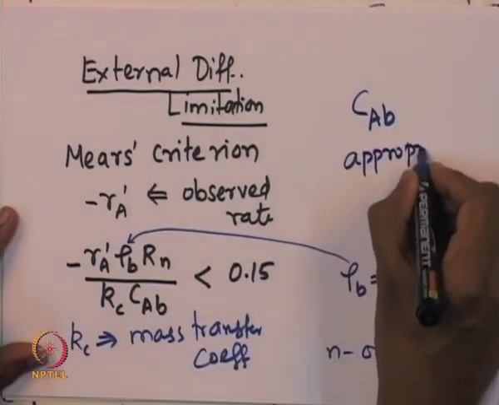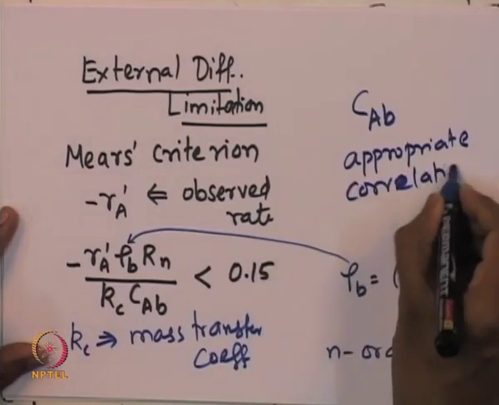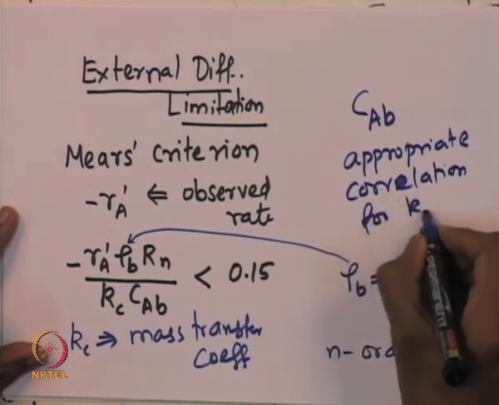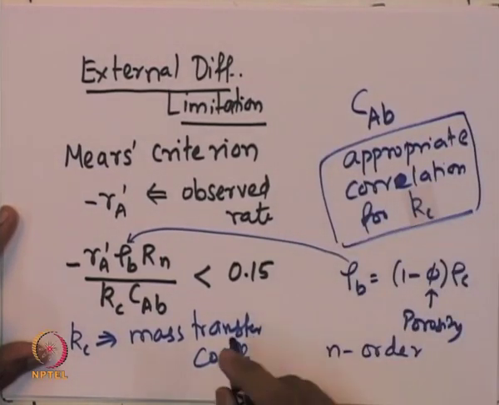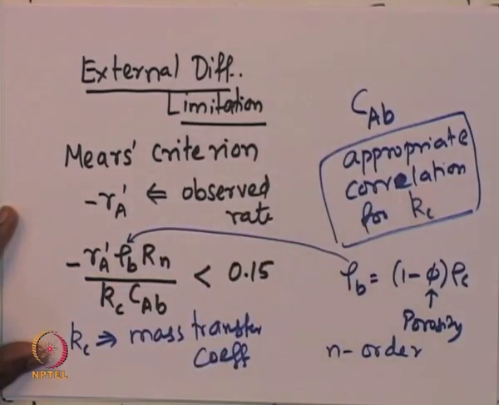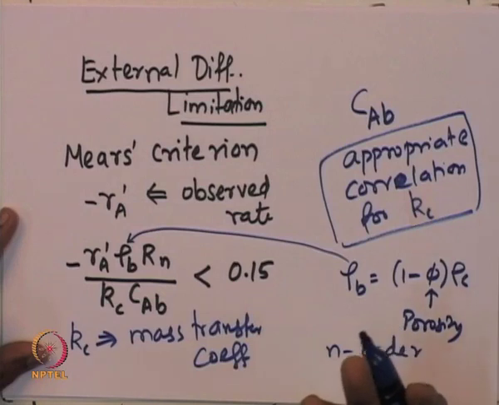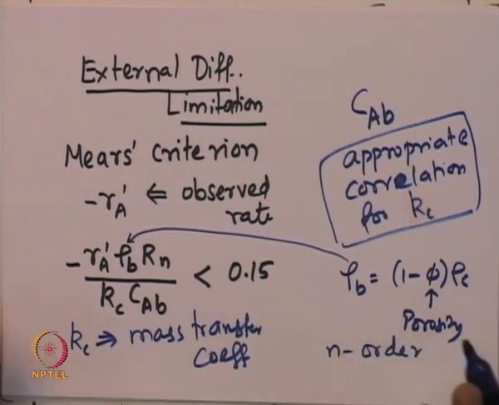and one may also use different appropriate correlations. There are several correlations which are available to estimate the mass transport coefficient. One may use the appropriate correlation to estimate the value of this mass transport coefficient for the given conditions, that is for flow through packed beds. So, once we know these numbers, we will be able to estimate this quantity on the left hand side, and if this is smaller than 0.15, then the external diffusional limitations are not playing any role and can be ignored. If it is greater than 0.15, then certainly external diffusional limitations have to be taken into account.